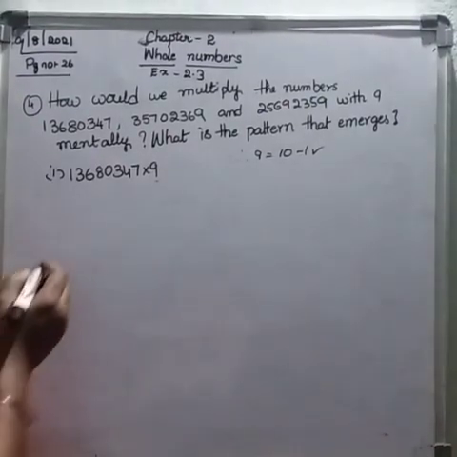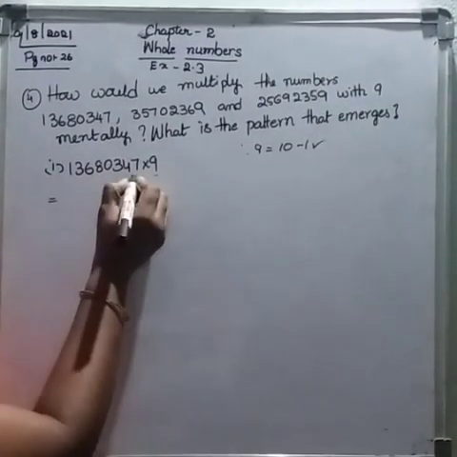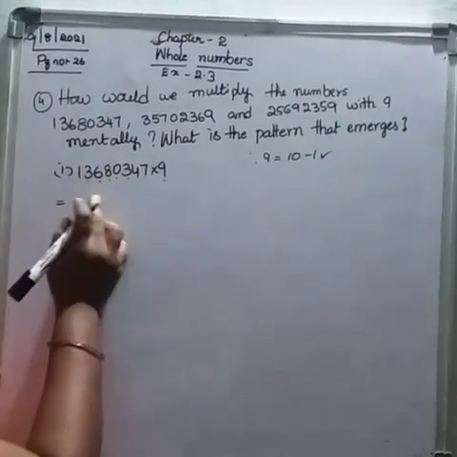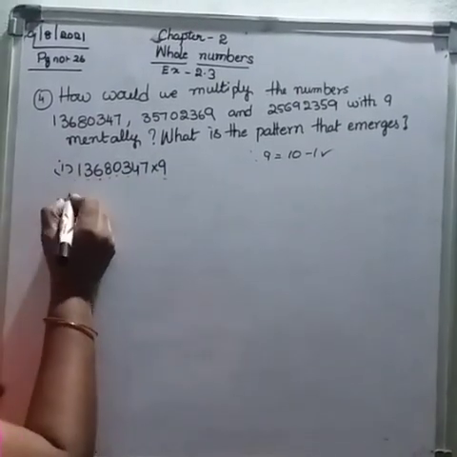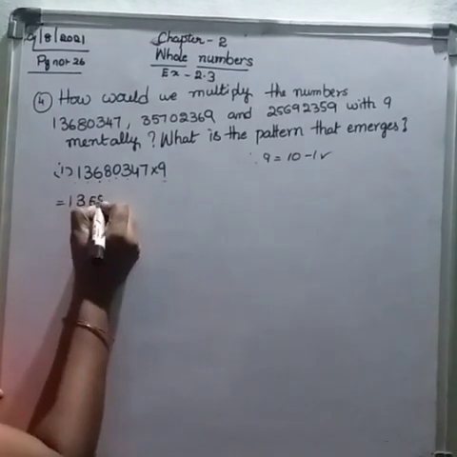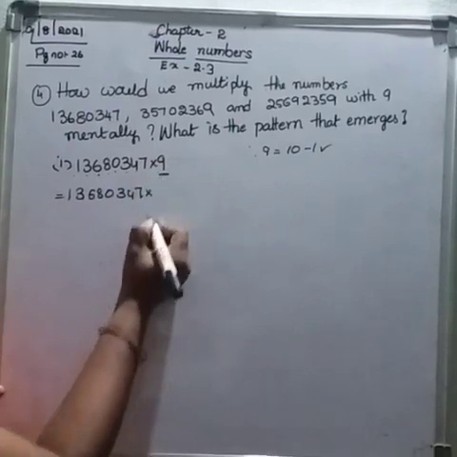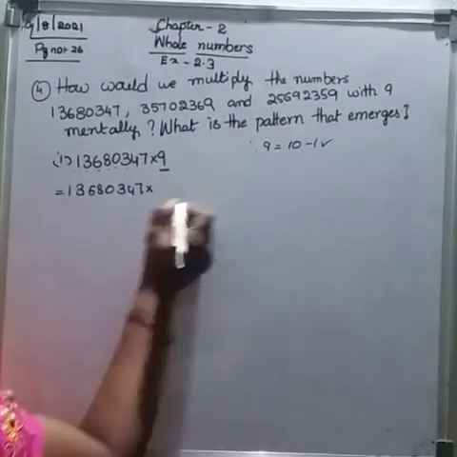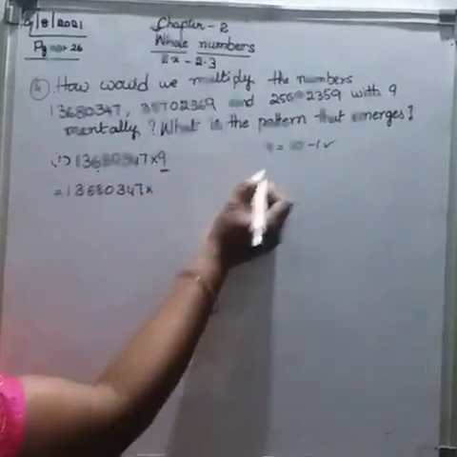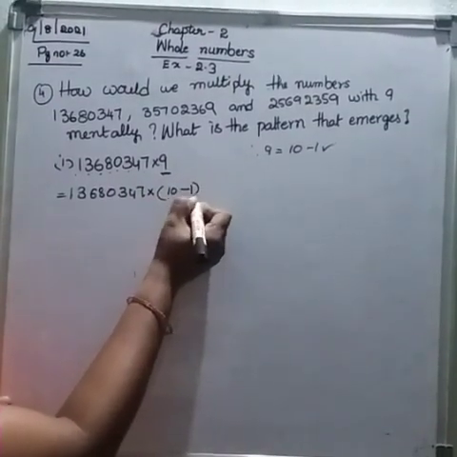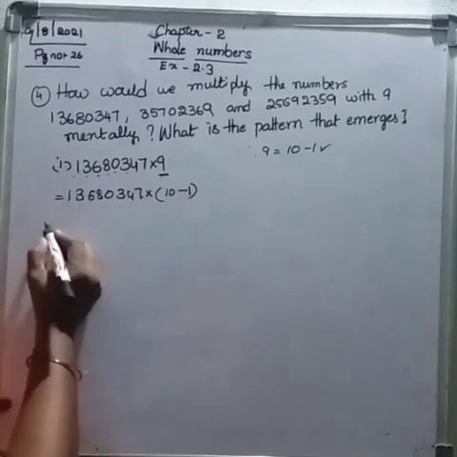Pattern, complete pattern, very easy. Look here children: ones, tens, hundreds, thousands, 10,000s, lakhs, 10 lakhs, crore. Look here children, this number 13680347 into 9. In the place of 9 we have to substitute 10 minus 1, because 9 equals 10 minus 1, no? That's why. So 10 minus 1, right?